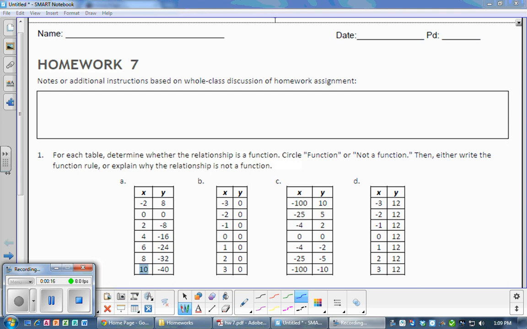For number 1, A, B, C, and D, it's asking for you to determine whether each relationship is a function. You are to circle function or not a function on the table, and then write the reason why the relationship is or is not a function.